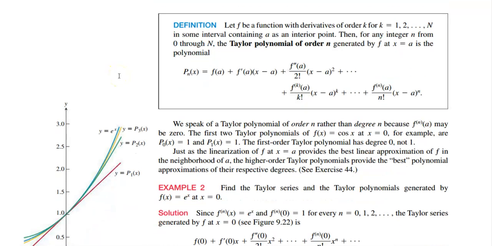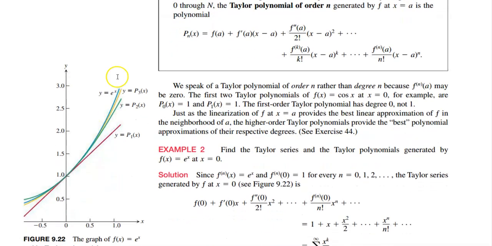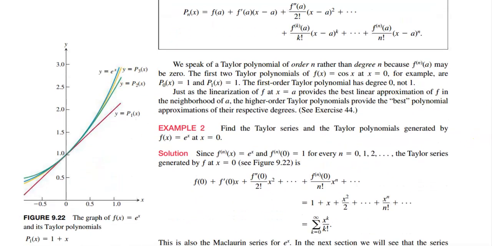So we speak of a Taylor polynomial of order n rather than degree n because the nth derivative of f at a may be 0. The first two Taylor polynomials of f of x equals cosine x at x equals 0, for example, are p0 of x equals 1 and p1 of x equals 1. Right? The first order Taylor polynomial has degree 0, not 1. And just as the linearization of f at x equals a provides the best linear approximation of f in the neighborhood of a, the higher order Taylor polynomials provide the best polynomial approximations of their respective degrees.